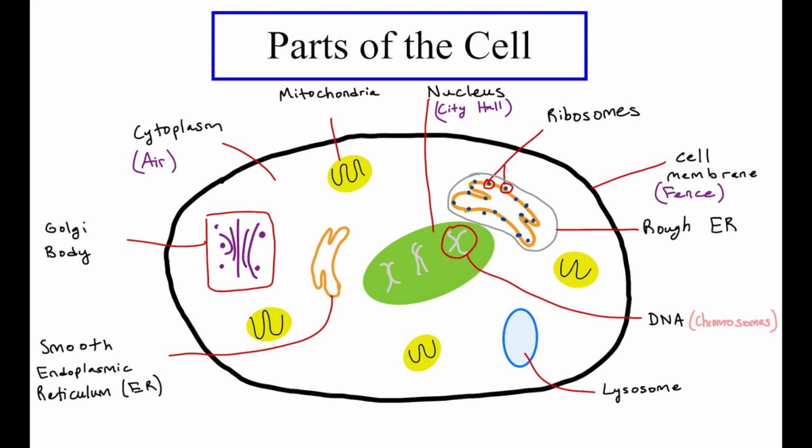So the next thing I have drawn here is the nucleus, and the nucleus is a lot like City Hall. And the reason for that is because the City Hall is what makes the rules of the city, and the nucleus tells the cell what to do. So I like to think of the nucleus as the City Hall, or kind of the brain of the cell. Then within the nucleus we have the DNA, or the chromosomes, and the DNA is very similar to the library. It's kind of the instruction manual of the cell, and it tells the nucleus in the cell what to do.